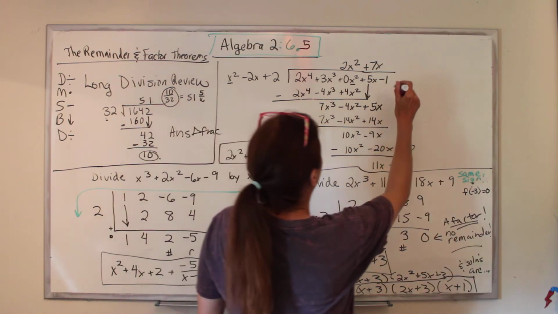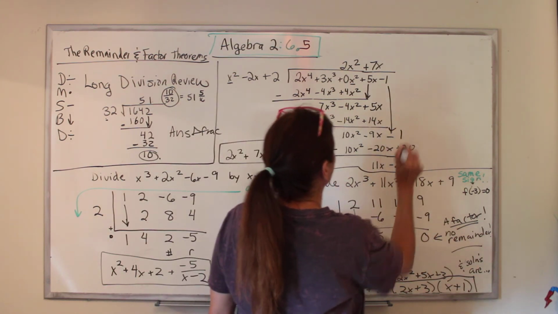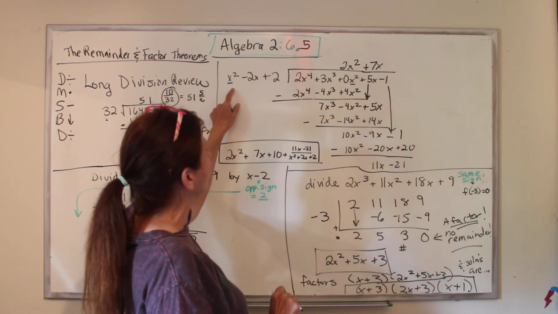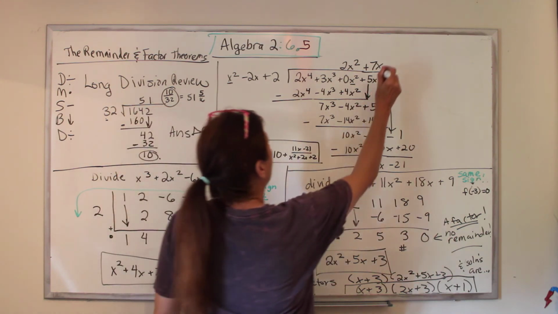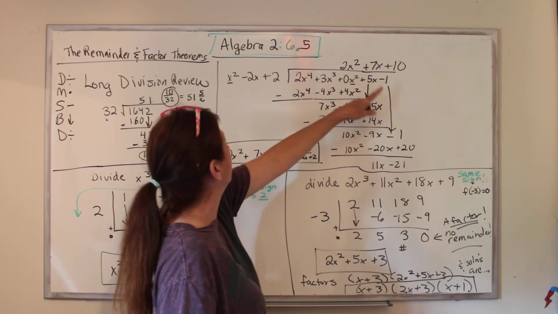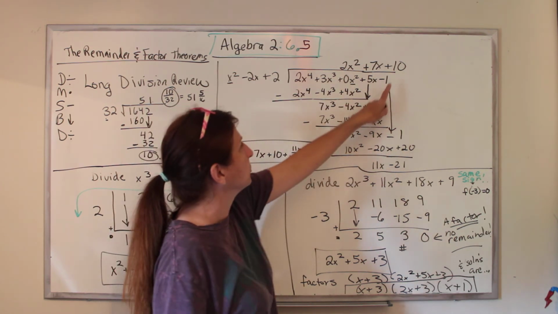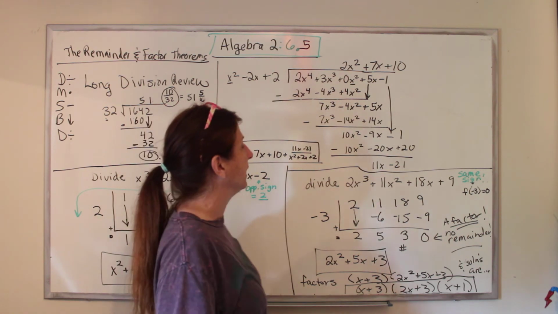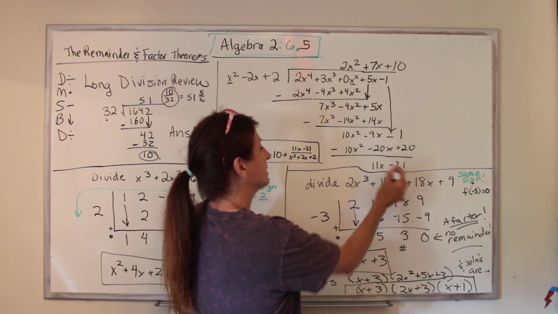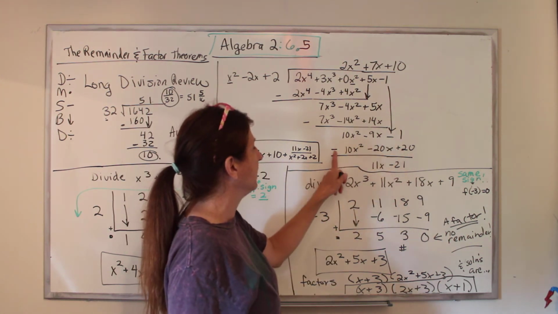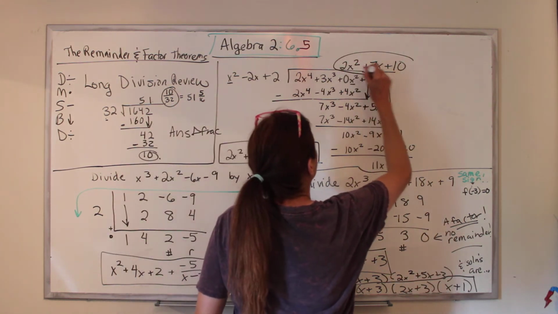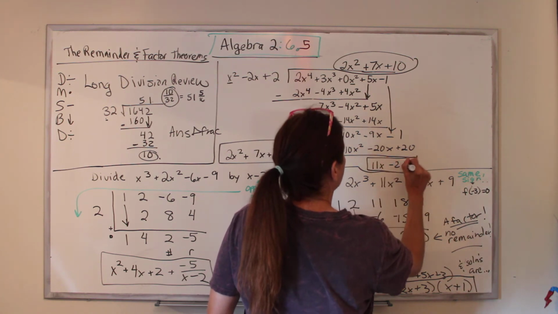Now what do I do? I bring down my minus 1. And now, after bringing down, I divide again. What do I multiply times x squared to get 10x squared? I multiply by 10. So now I multiply 10 times x squared, 10x squared, 10 times negative 2x, negative 20x, 10 times 2, 20. Now what do I do? Subtract. Those go away. Two negatives make a positive, so it's 11x, and 1, and then another negative, it's all negative, 21. So my answer is this, and this is my remainder.